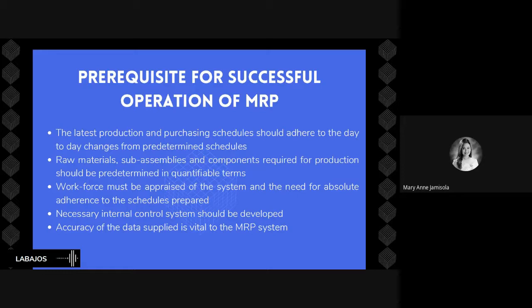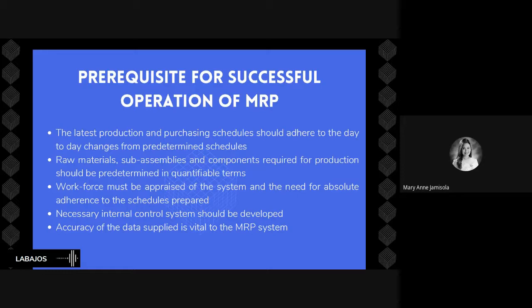The necessary internal control system should be developed to ensure total adherence to the schedule. So, for the internal controls, we must make sure that a particular employee has no access to records that are beyond his or her responsibility, to eliminate also the misappropriation of inventories.